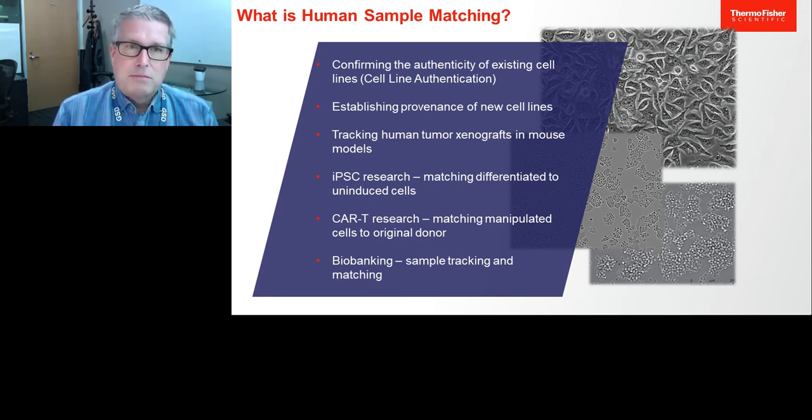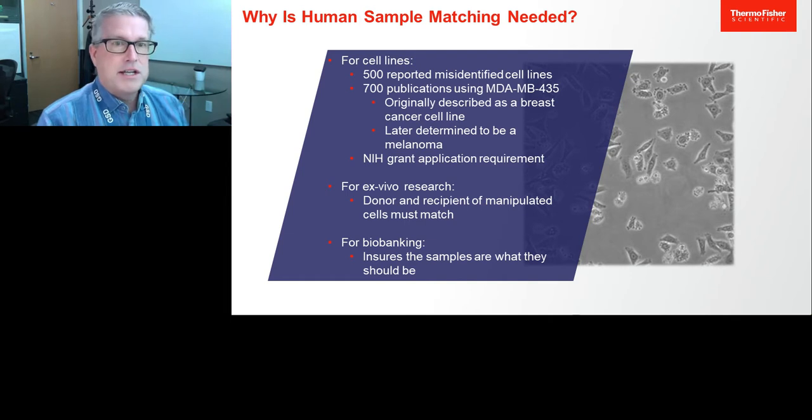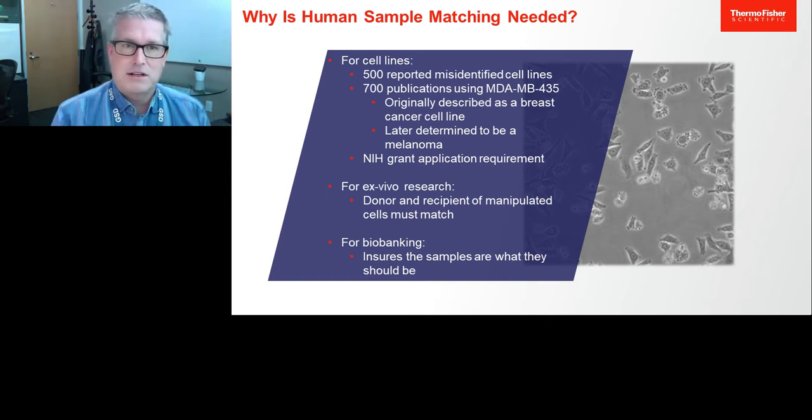And one big example of why this is important is because, as you know, there have been cell line models that have been used for human disease research for over 50 years now. And over the course of these studies, there have been 500 reported misidentified cell lines, where the cells that have been experimented on are not what the investigator thought they were. For example, there have been over 700 publications of this MB435 cell line. This was originally described as a breast cancer cell line, but it was later determined to be a melanoma. And so over 700 publications have modeled breast cancer disease when in fact it's a melanoma. So that's a big problem.